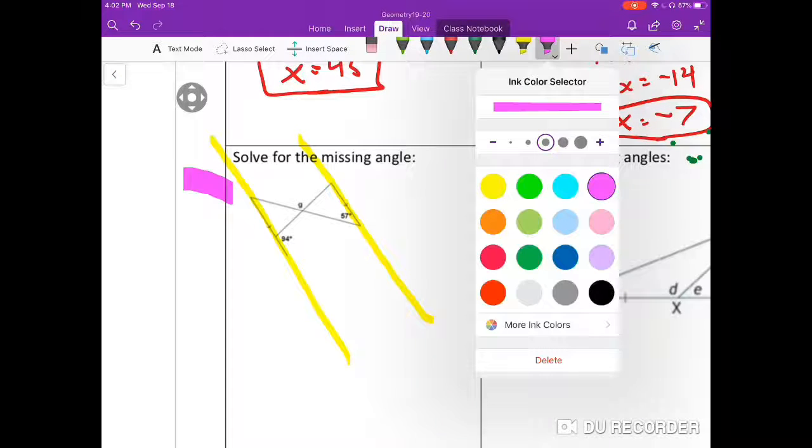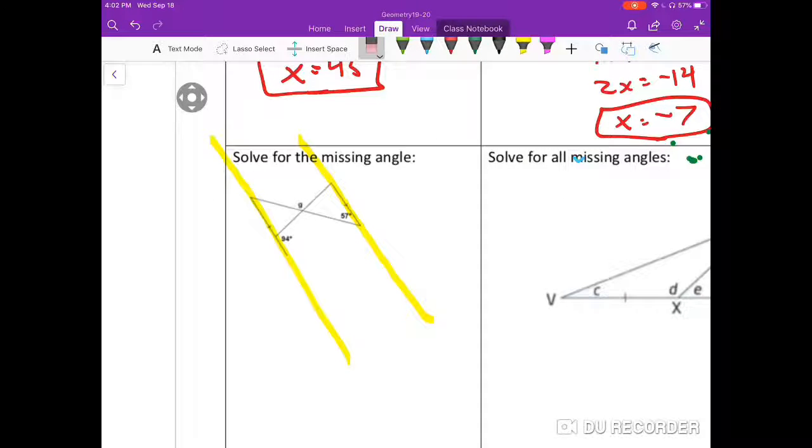I actually have to make this a little smaller if I want to do this. So give me 1 second here. All right, so we're going to make this a little bit smaller, and this is our transversal. So now, if this is 57 degrees, I know this is also 57 degrees because they are alternate interior angles and we have parallel lines.